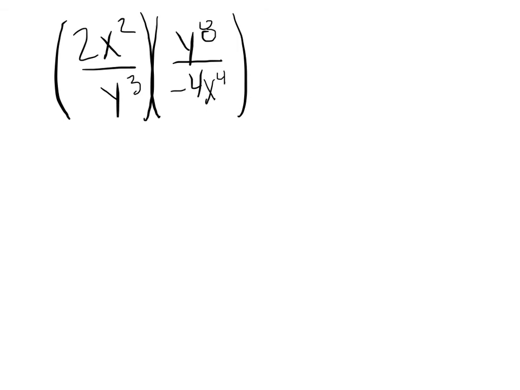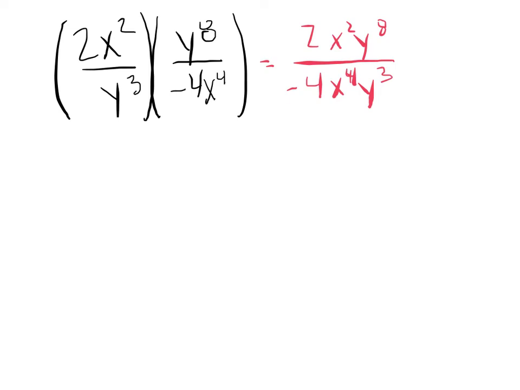In this example, we have fractions again, but we don't have any negative exponents. So we can go ahead and start simplifying this. Let's multiply the numerators, or the tops, and multiply the denominators, or the bottoms. If we multiply the numerators, we end up with 2x squared y to the 8th. We multiply the denominators, and we end up with negative 4x to the 4th y cubed.